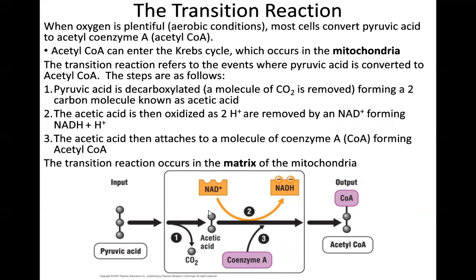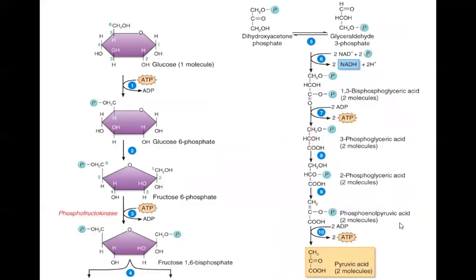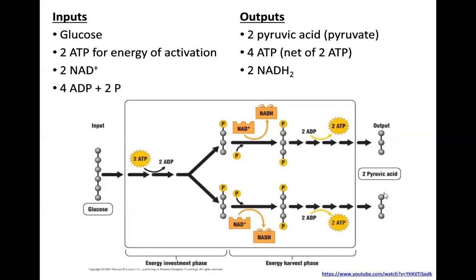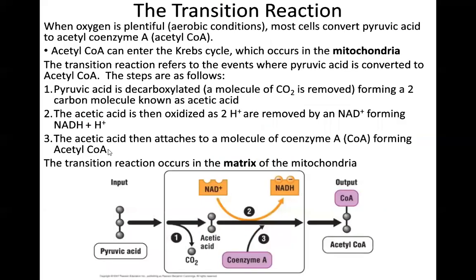Now, at some point I should really take this picture and copy and paste it a second time onto this page. Because if I go back to glycolysis, this picture shows that we don't have just one pyruvic acid, but two pyruvic acids from that original glucose molecule. So this should really be shown twice, because we're only showing one pyruvic acid here. So the transition reaction takes place twice after glycolysis because we have two pyruvic acids. Does that make sense? Okay.